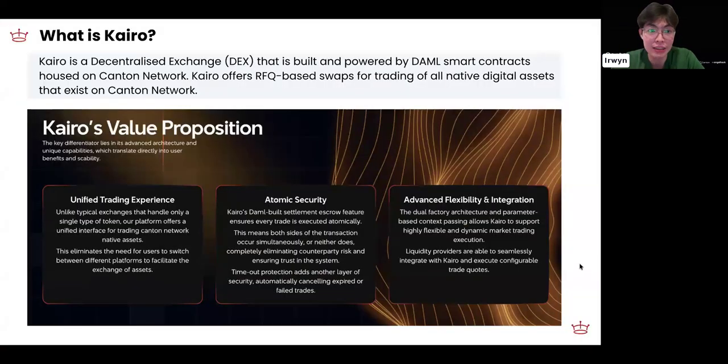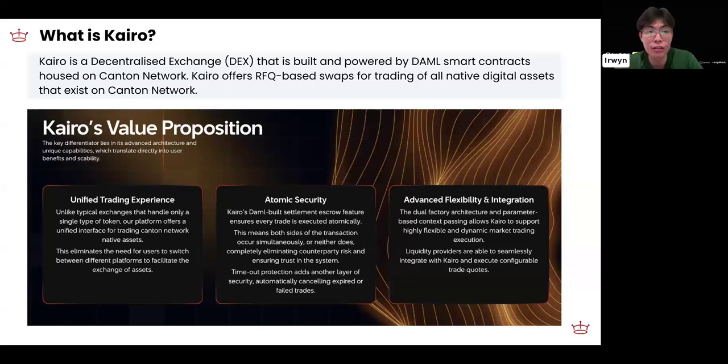So Cairo is a DEX that is built on Canton network powered by Demo smart contract, or for Demo we call it workflow instead. Cairo offers RFQ based swaps for all native digital assets that exist on Canton network. The value we provide is a unified trading experience, meaning we can swap multiple tokens in just one platform rather than having to go to different exchanges for different sets of tokens. And we provide atomic security.